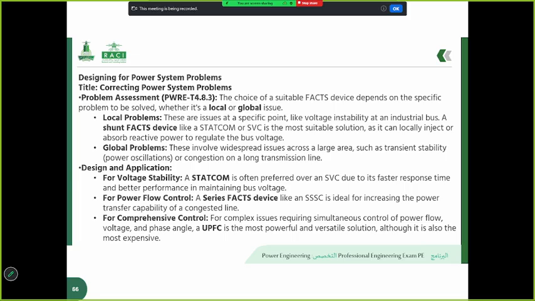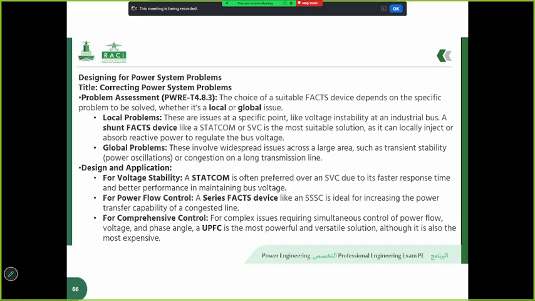A series FACTS device such as a static synchronous series compensator, or SSSC, is used for increasing the power transfer capability of a congested line. By controlling the effective impedance of the line, it can push more power through an existing corridor. For the most complex global problems that require simultaneous control of multiple parameters, voltage, impedance, and phase angle, the UPFC is the ultimate solution.